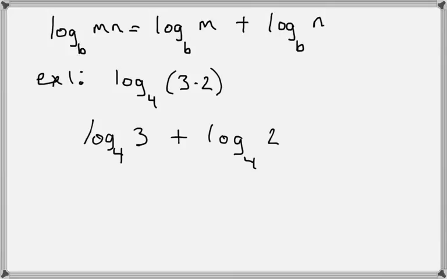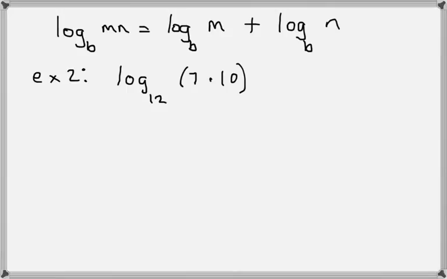Let's look at another example. We have log base 12 of 7 times 10. That still matches our product property, so we can write that as the addition of two logs. So we have the log base 12 of 7 plus log base 12 of 10. We have expanded that single log into the sum of two logs.